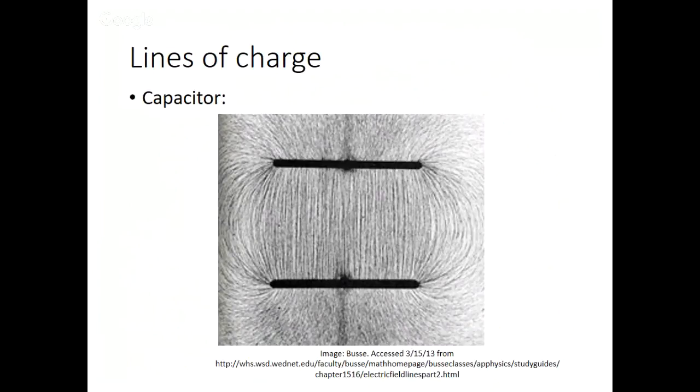If you've got a capacitor, this is an actual image of electric field lines taking shape. There are straight lines in between the plates, and then they bow outwards, kind of like a dipole on the far outside edges.